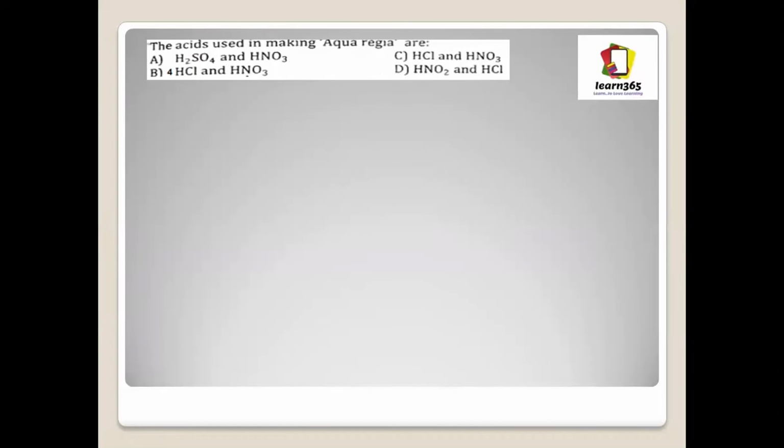Acids, okay. Now, this is very simple. I'm sure you've been learning it from sixth grade. The acids used in making aqua regia are, the options are, you can read the options. We'll give you some time for it.